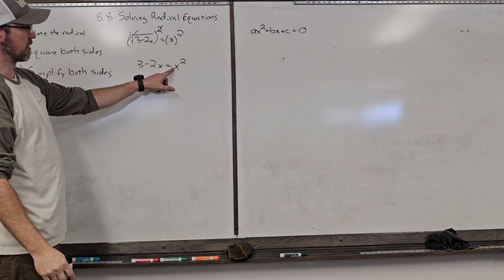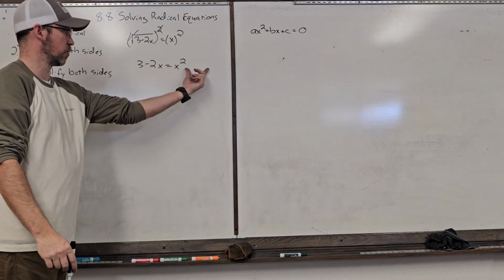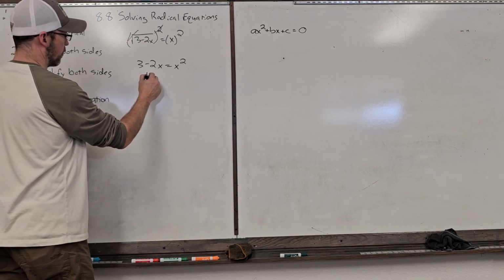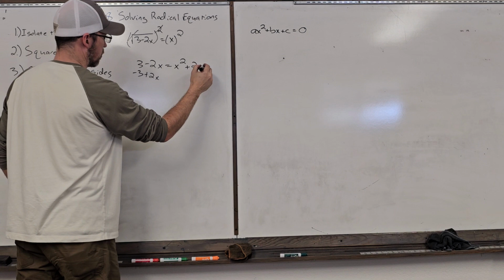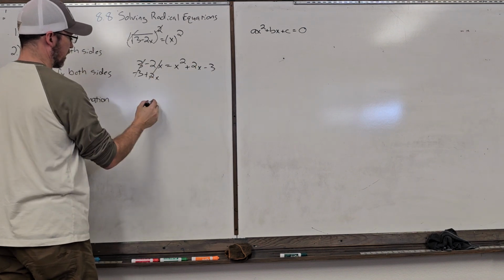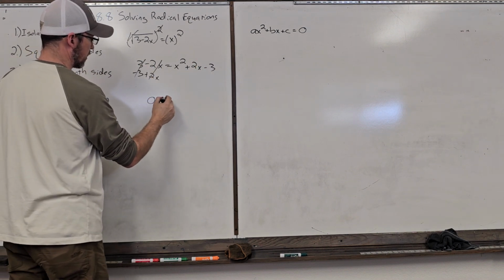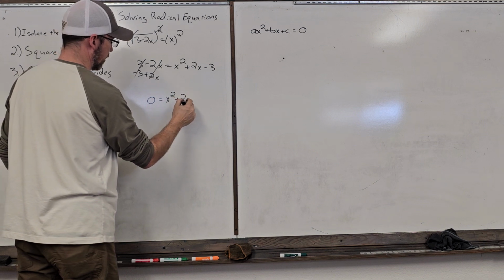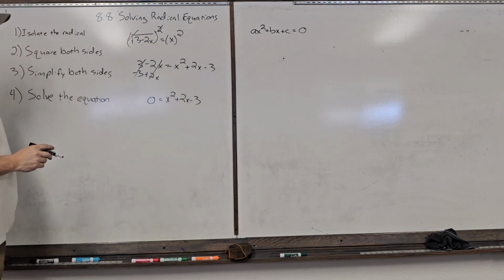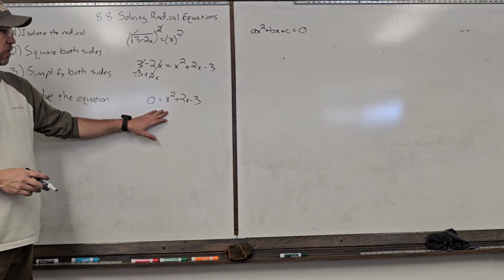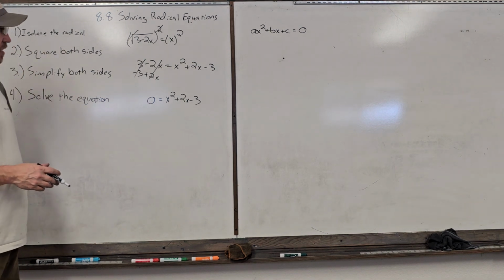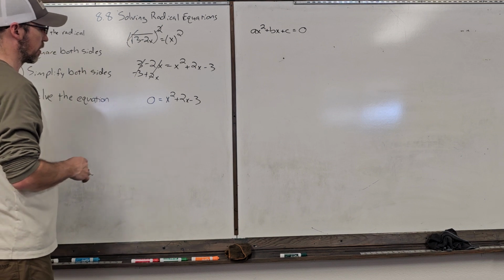Because I want this to stay positive, I'm going to move these two things over there. So I'm going to add 2x, and I'm going to subtract 3. All that'll cancel, leaving 0 equals x squared plus 2x minus 3. Now all of chapter 7 was factoring. So this should not look complicated. It's nothing that we haven't done. We learned every way to factor the last chapter.